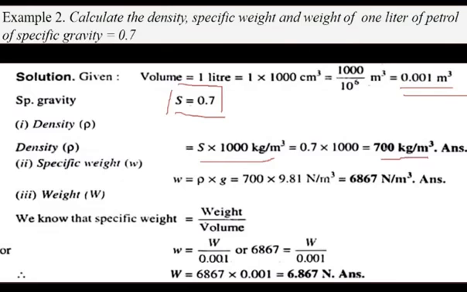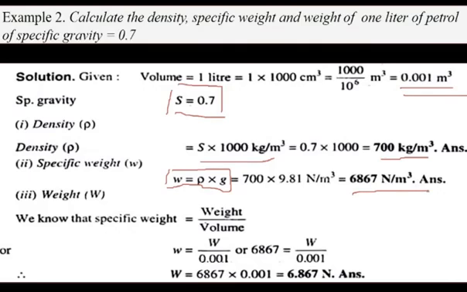So once we get density, specific weight is easy, that is w is equal to rho into g. So what is specific weight? Rho is 700, into g, which is 9.81. It will be 6867 Newton per meter cube. So we got density, and we got specific weight.